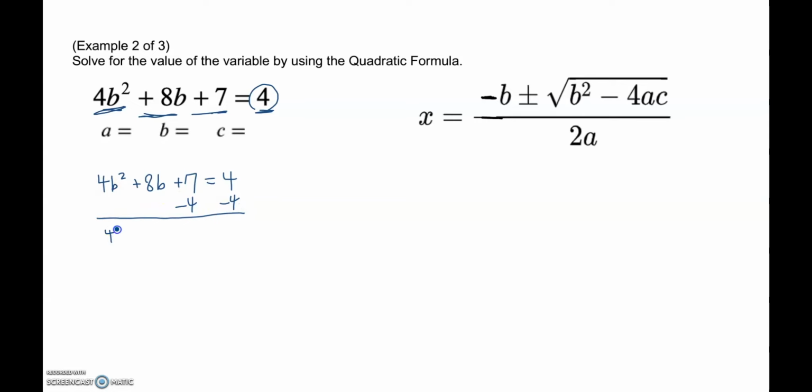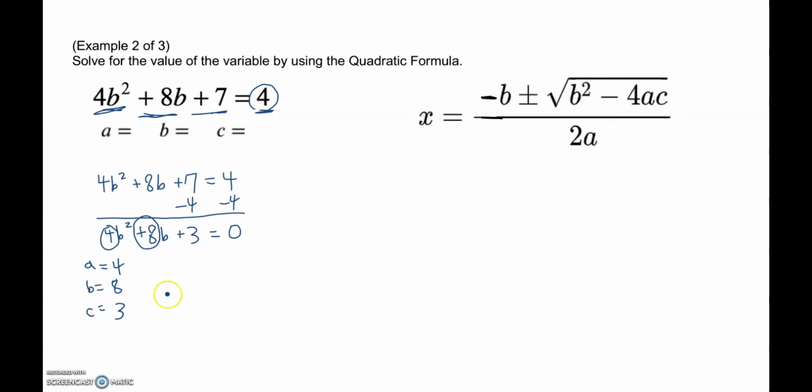That leaves us with 4b squared plus 8b, and 7 minus 4 is positive 3, is equal to 4 minus 4 is 0. Now, is this equation in standard form? Yes, it is. So now we can label our A, B, and our C. Our A is going to equal 4. Our B is going to equal positive 8. And our C is going to equal 3.